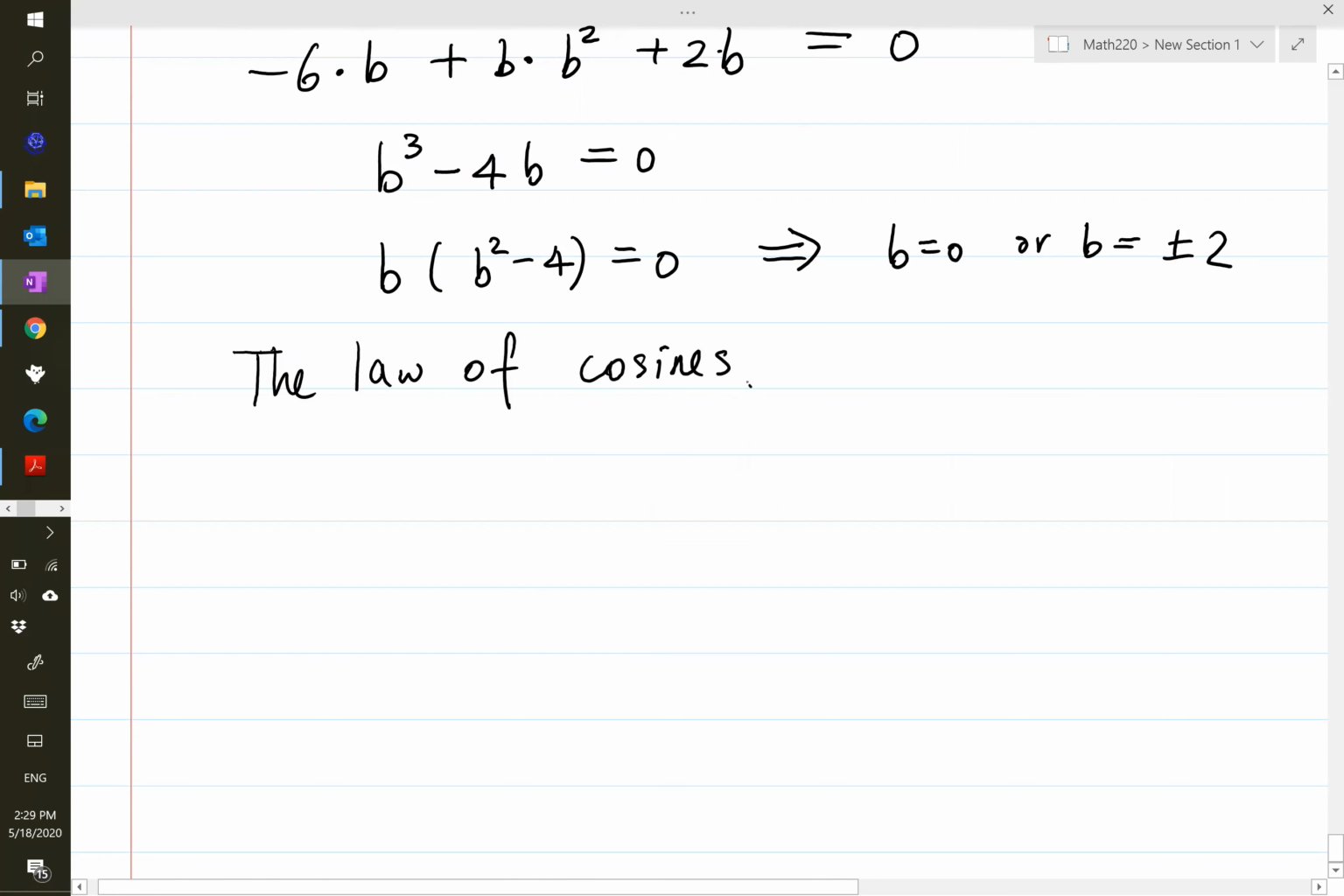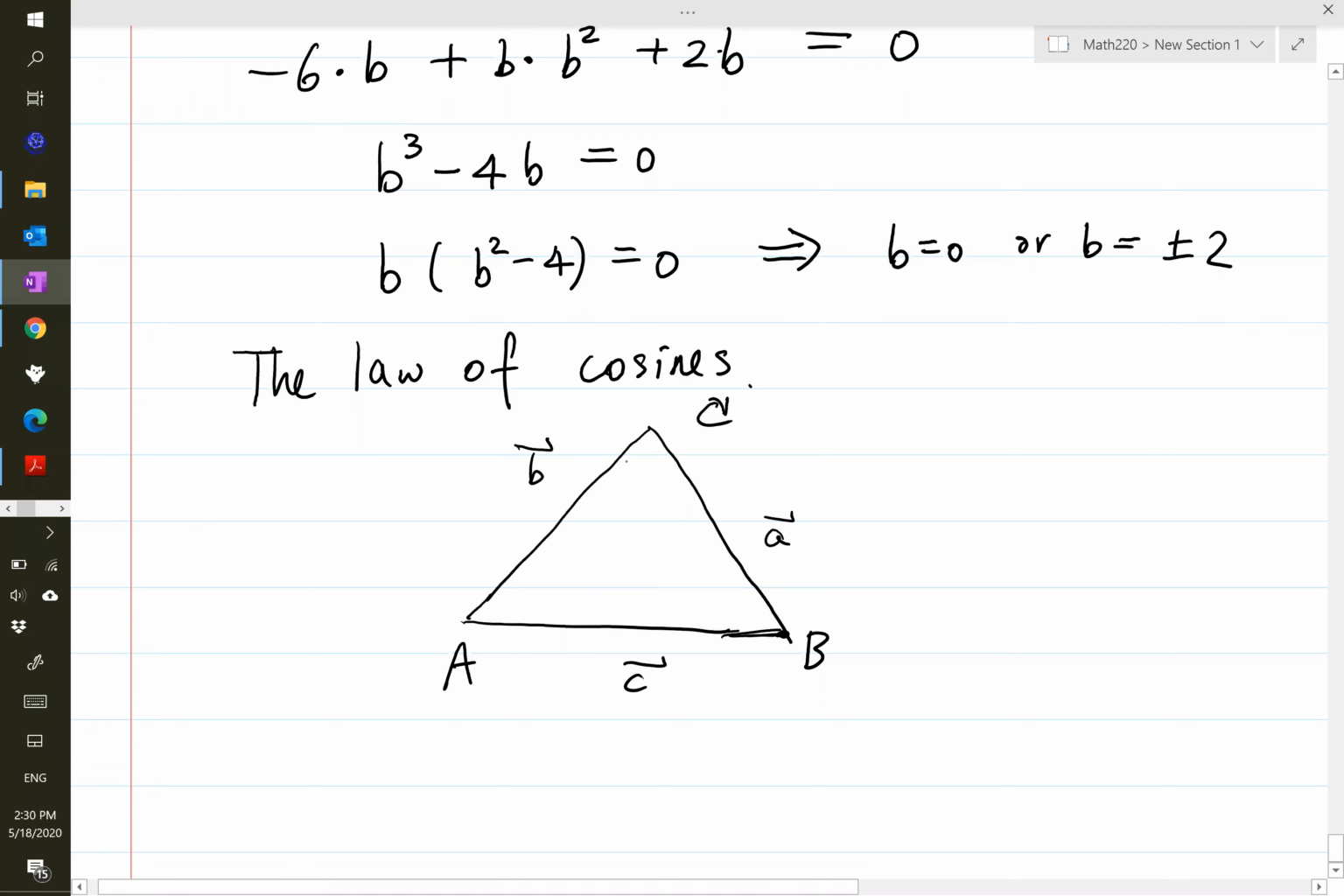The law of cosines. Now suppose we have a triangle ABC. This is C, capital letter C. We often use the opposite of the angle C, we use small letter c. The opposite of angle A, we use small letter a. The opposite of angle B, we use small letter b.